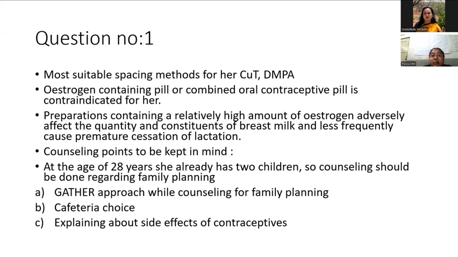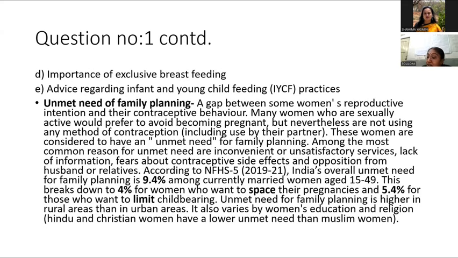Now, while counseling, you have to write the following points, and under each point, you can explain them in 1 or 2 lines. At the age of 28 years, she already has 2 children, so counseling should be done regarding family planning. You can opt for the GATHER approach while counseling for family planning. The cafeteria choice of family planning: explain to her all the available methods of contraception. Explaining the side effects of contraceptives. Suppose she chooses copper T or DMPA, you will have to explain the side effects of those contraceptives. Importance of exclusive breastfeeding because she has a 3-month-old child, and advice regarding infant and young child feeding practices, that is the IYCF practices.